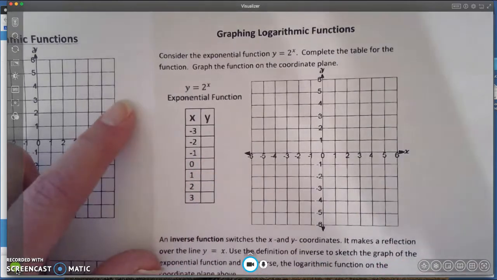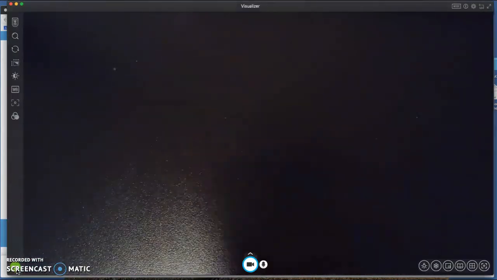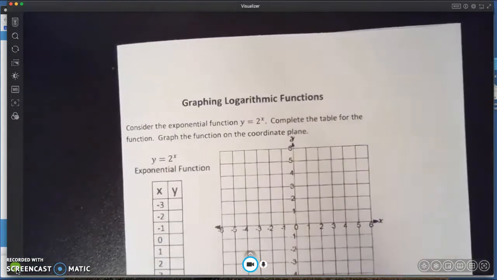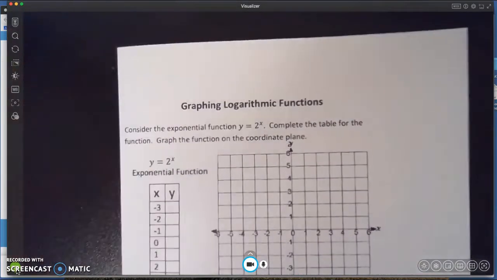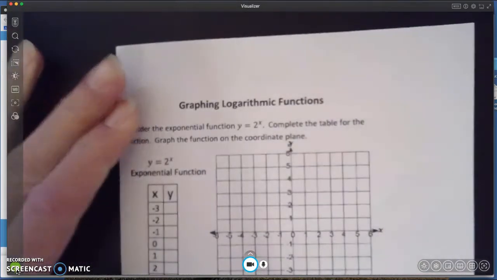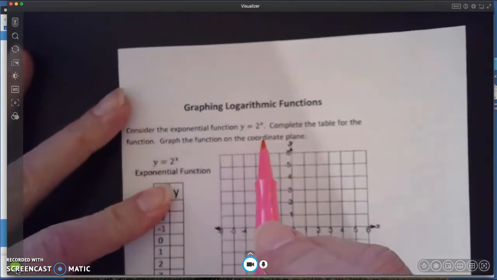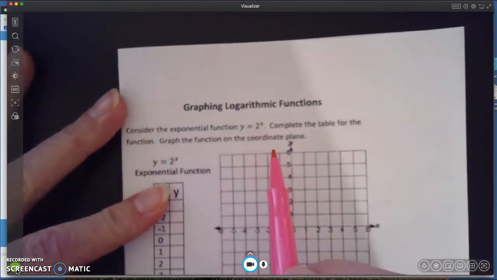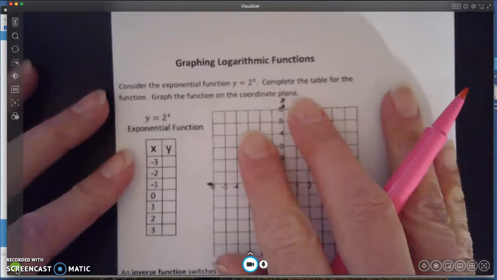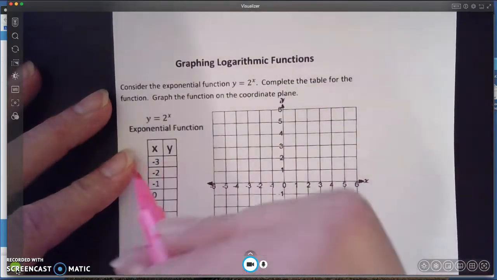All right, I'm going fast because I don't want to take too long on these videos, and I feel like if you can pause them, you can do it on your own time, so it shouldn't matter too much if I go faster. Okay, so 2 to the x power, complete the table for the function, graph it on the coordinate plane. All right, so let's just go ahead and do the values.